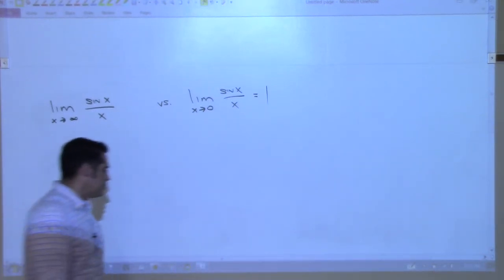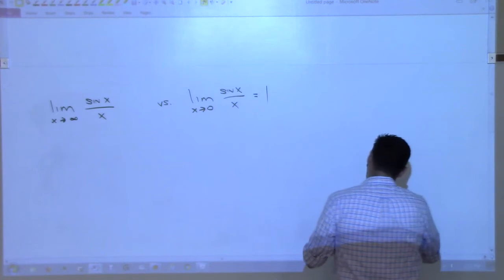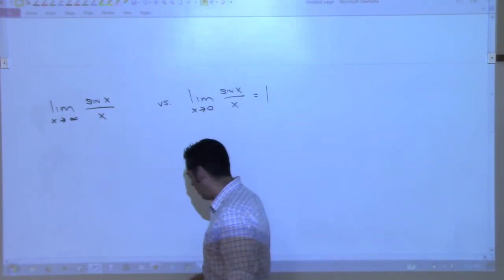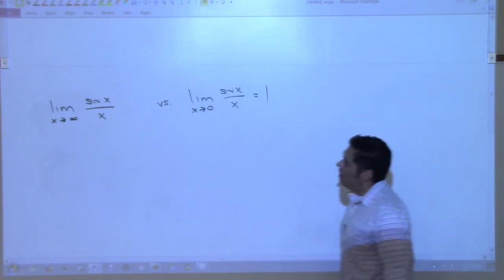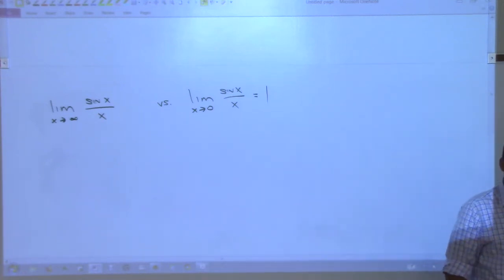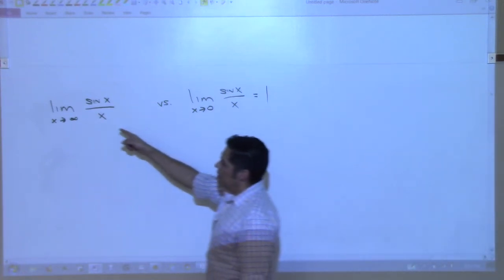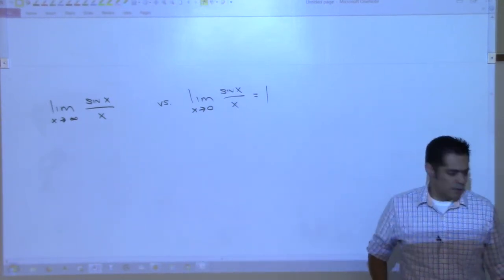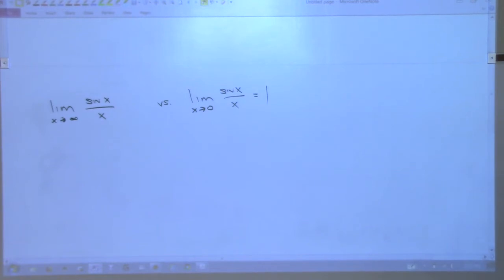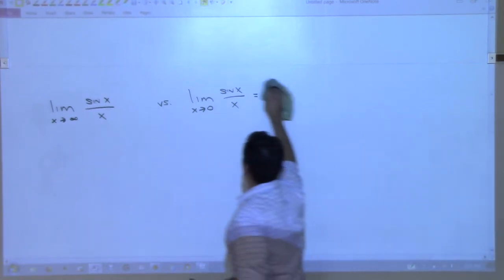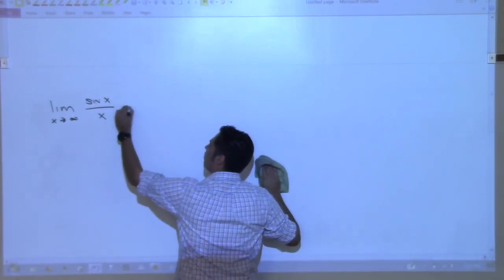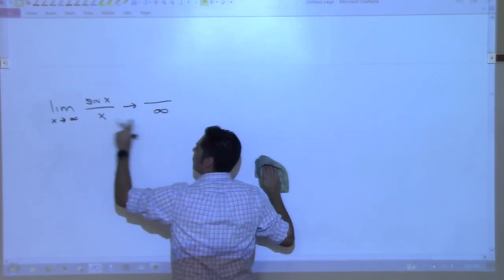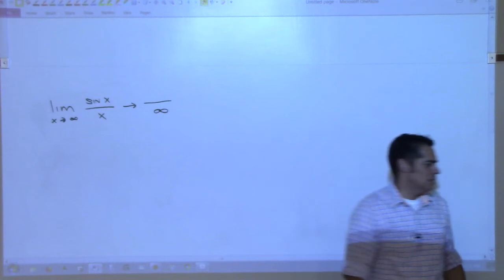So let's try this. Jace, sorry, I read it upside down. This one right here. If you let x go to infinity, can you at least tell me what the bottom, the denominator, is headed towards? Infinity, right? Because it's just x. So as x goes to infinity, the bottom goes to infinity. But what about the top?